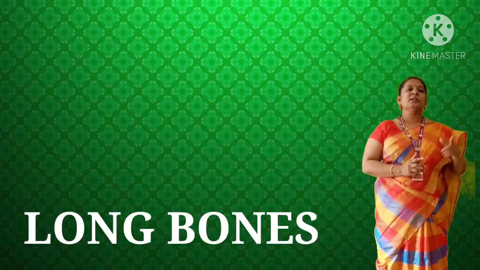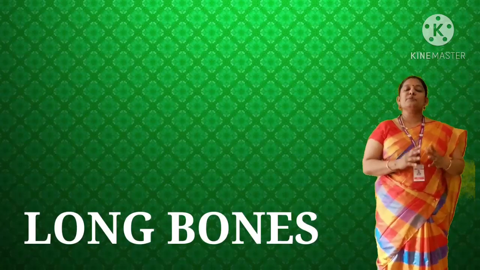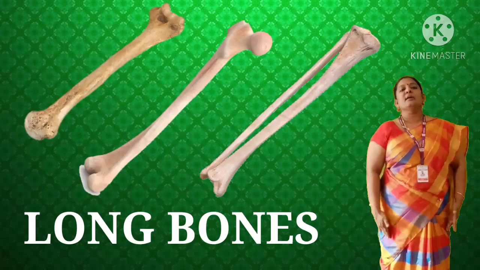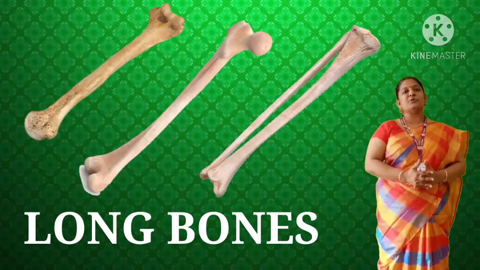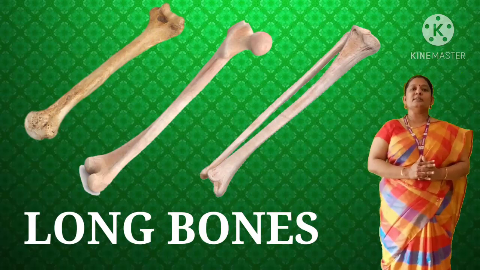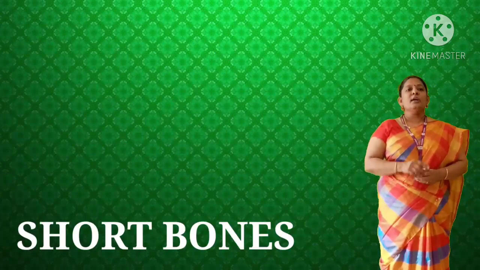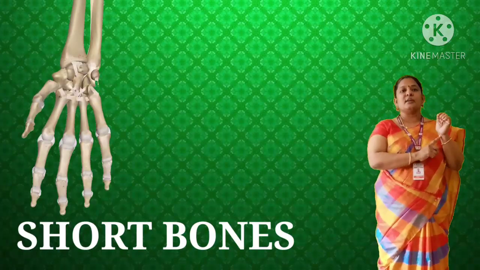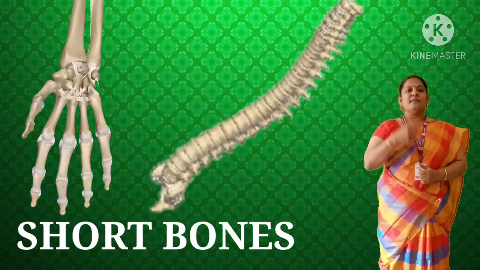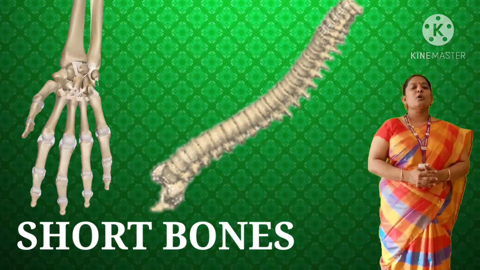The first one is the long bones. They are found in our arms and our legs. They are lengthy compared to other bones. That's why they are called long bones. Next is short bones. They are found in our wrist, ankle, and even our backbone, the vertebral column.